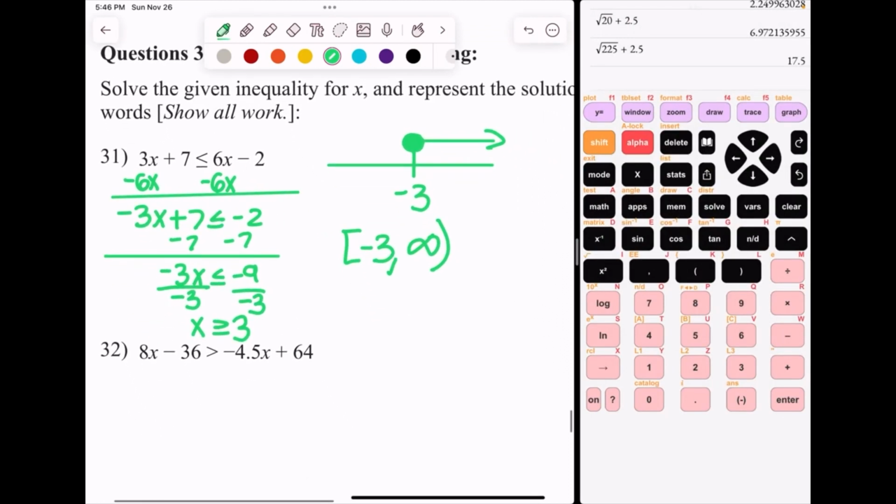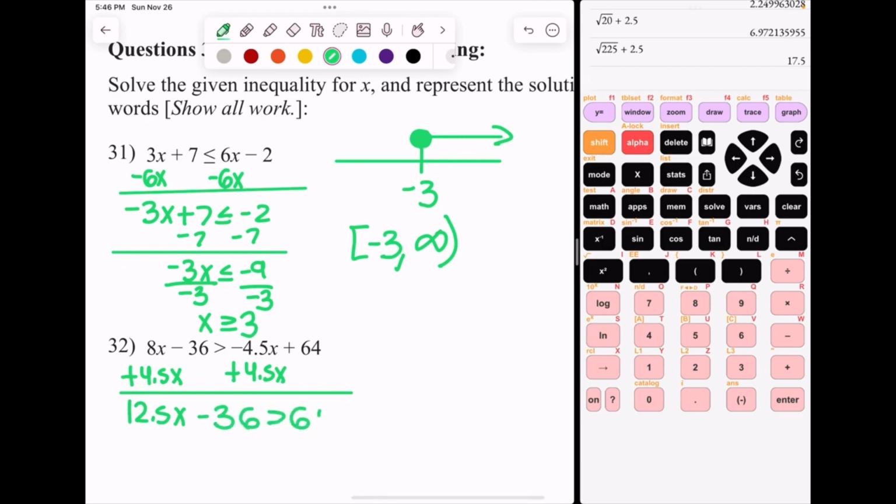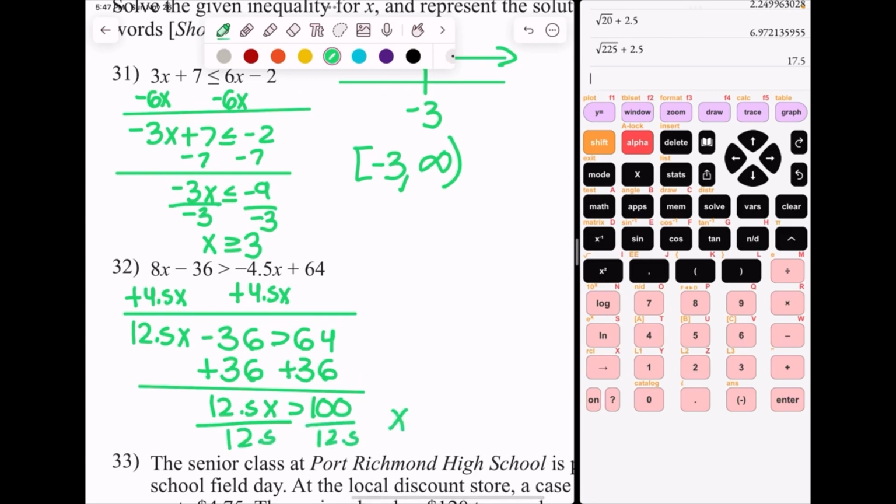Question 32. Let's add 4.5x to both sides. 8 plus 4.5 is 12.5x minus 36 is greater than 64. To get rid of minus 36, we add 36 to each side. We get 12.5x is greater than 100. Divide by 12.5. We do not need to flip our sign because it's not a negative number. 100 divided by 12.5 is 8.